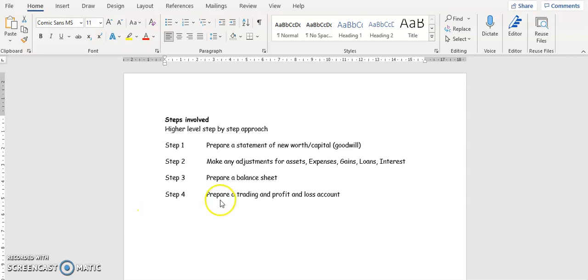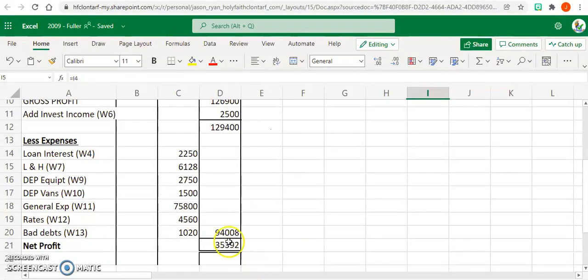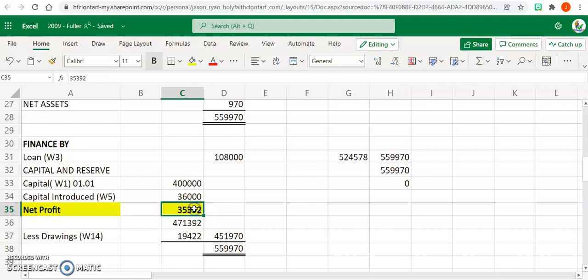Okay, so now look at the last step for type B for the incomplete records: preparing a trading profit and loss account. Remember, in step 3 we used the balance sheet to help us calculate the net profit. Now we're going to come to our profit and loss account. We're going to start at the bottom and work our way up. We know that the net profit is 35,392 because we calculated that here in the balance sheet.